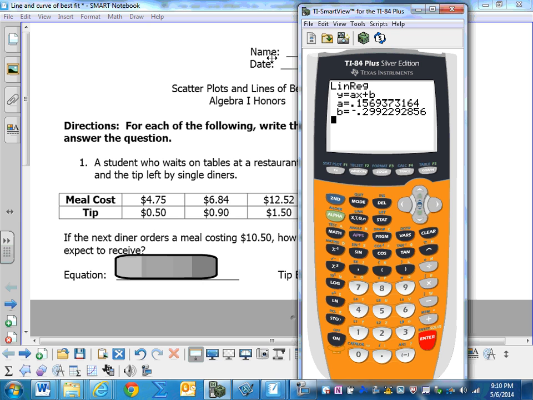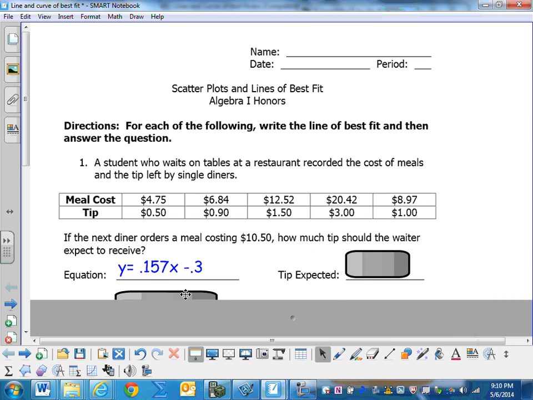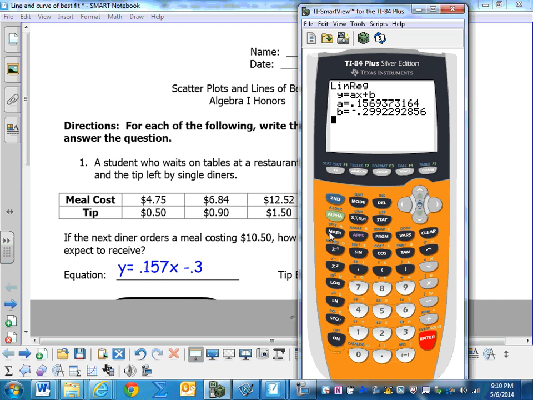So we're going to write our equation. y equals 0.157x minus 0.3. So here's an equation to represent this model. And now we're going to use our calculator. So if we go to Y equals, you can see we got a big number in there. We've sent this equation here. So now we're going to hit Trace. And we're going to say, when x is 10.50, what is y? What is my tip?